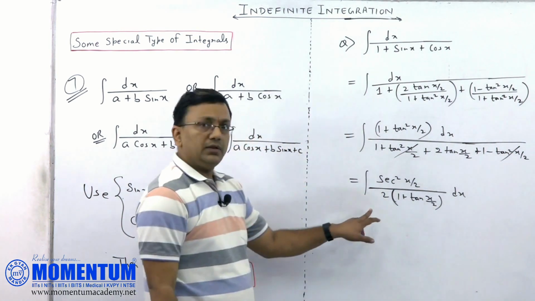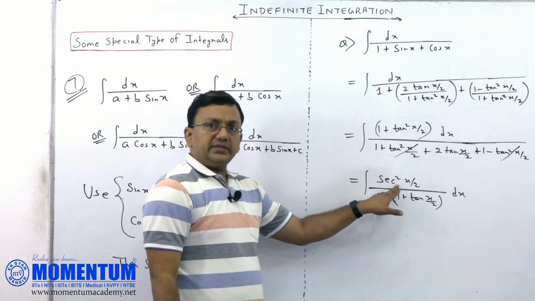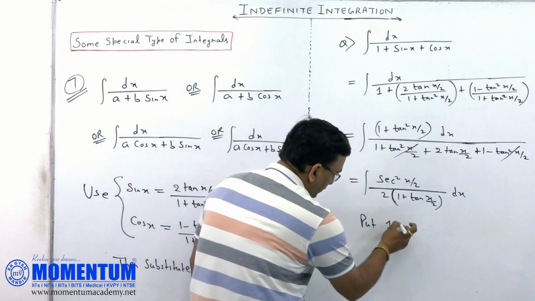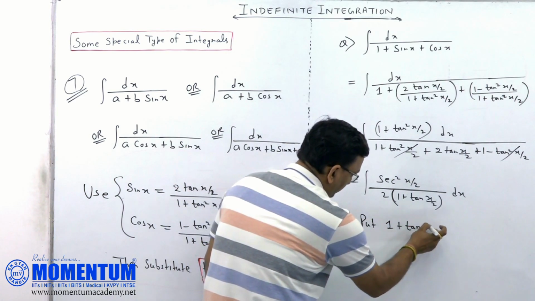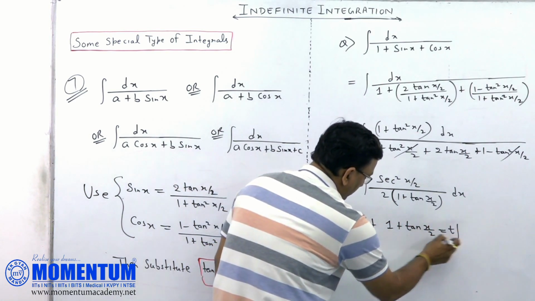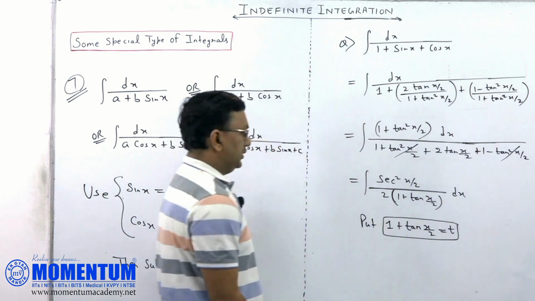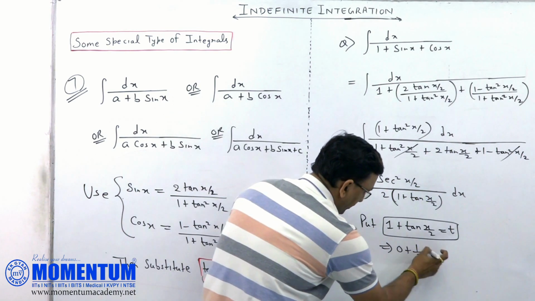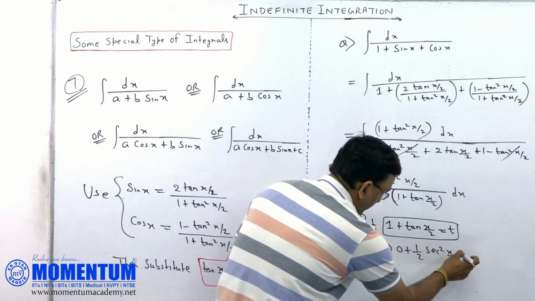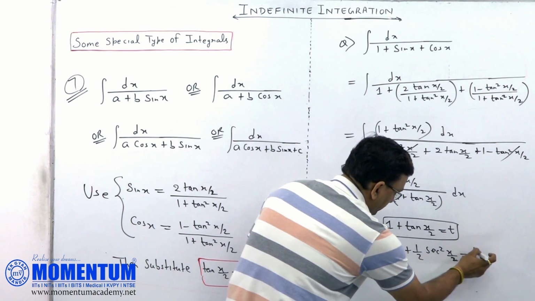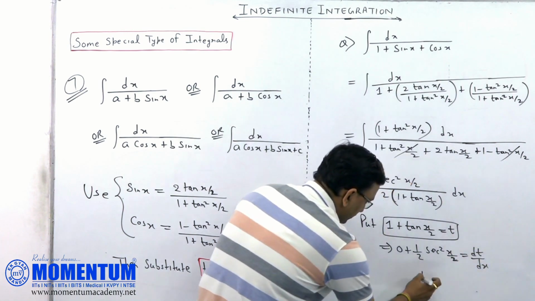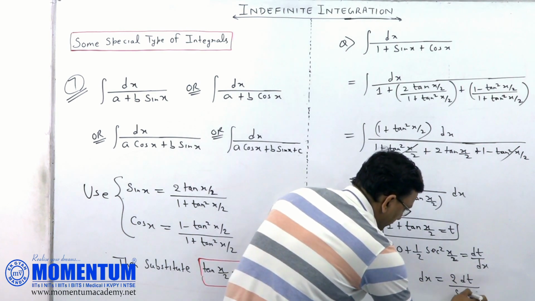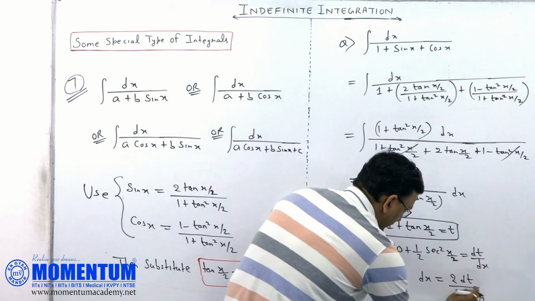Now, numerator has sec square, denominator has tan. So, clear cut substitution, and I am substituting 1 plus tan x by 2 is equal to t. Now, 0 plus 1 by 2 sec square x by 2 is equal to dt by dx. So, value of dx is 2 dt upon sec square x by 2.